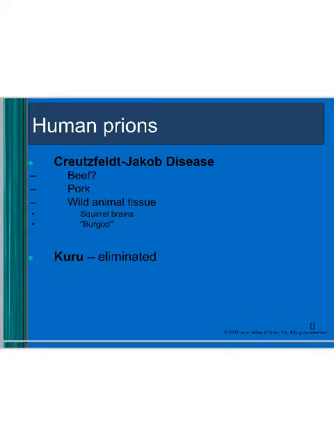Okay, so here I have Creutzfeldt-Jakob again. So Creutzfeldt-Jakob, this is the human mad cow. Okay, so beef definitely, and they suspect it can come from pork. There have also been some cases of prions infecting the brain where people have eaten wild animal brains.